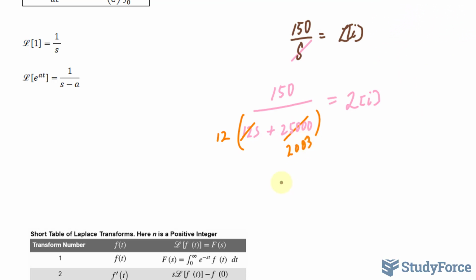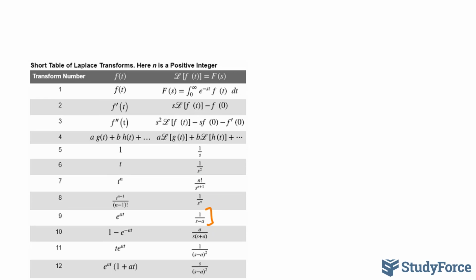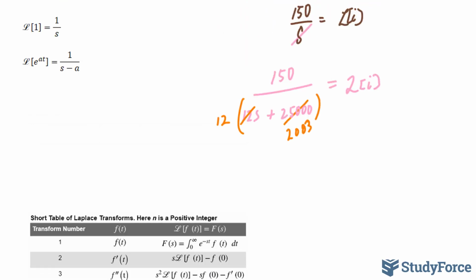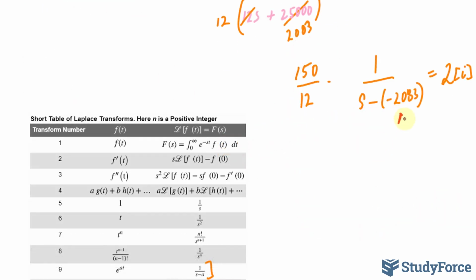The next thing that I have to do is make sure that this looks like one of the expressions found in this table, which is a list of known Laplace transforms. And as you can tell, this looks like number 9. Well, almost. We have 1 over s minus a. A couple of issues. We have an s, which is good, but there's no minus, but we can change it into minus. I'll write it as 150 divided by 12 times 1 over s minus negative 2083. Now we have a definitive value of a, which is negative 2083.